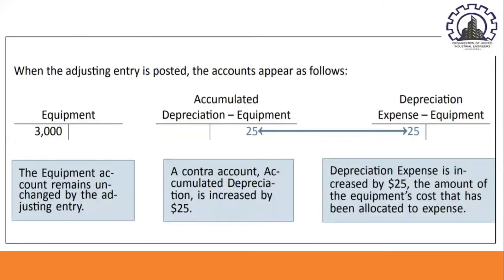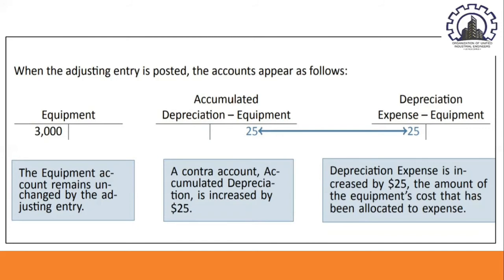For financial statements reporting, the asset and contra asset accounts are combined, and the net book value of the equipment on the balance sheet is shown as $2,975. Now, how did we get this amount? The $2,975 is calculated as $3,000, which is the purchase price of our equipment, less the $25 depreciation per month.